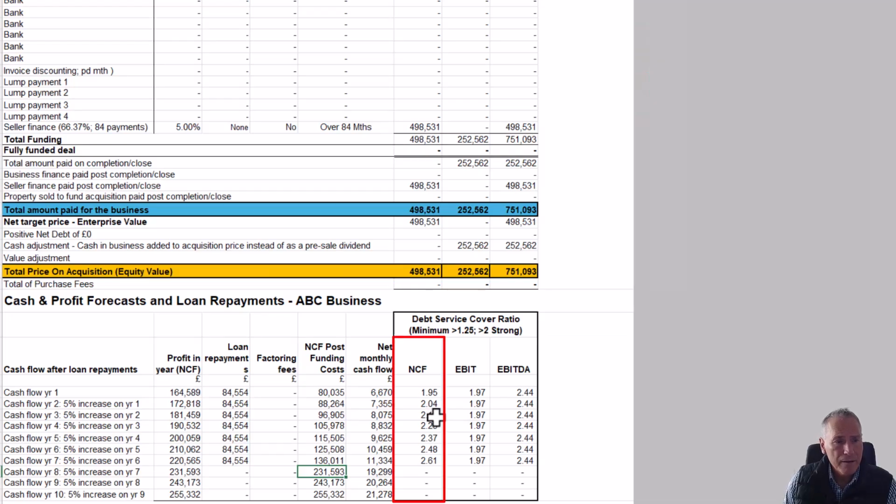your funding going forward. So in this case, in year 2, your debt service cover ratio has gone over 2, increase to 2.5, 2.25, and so on.